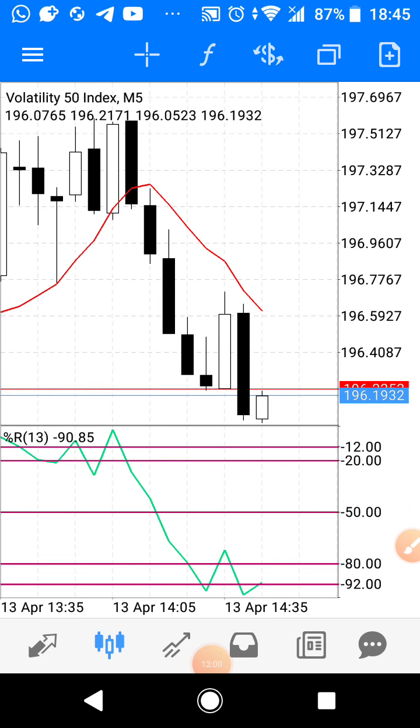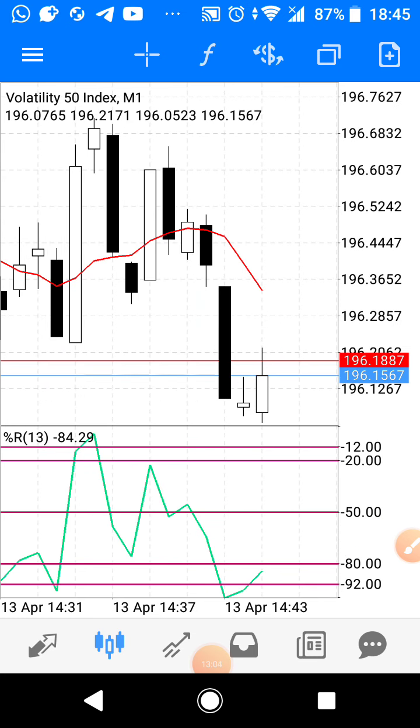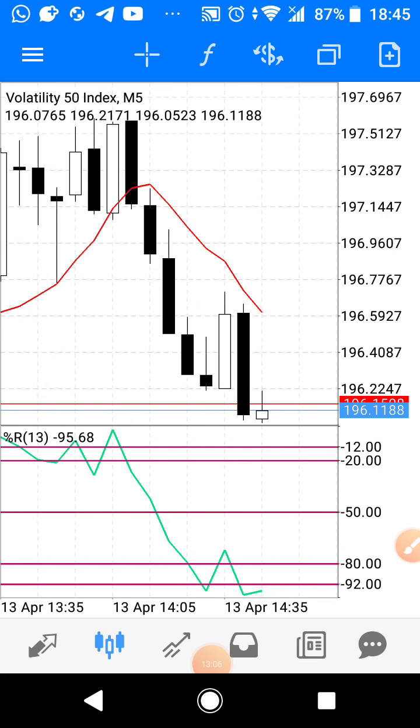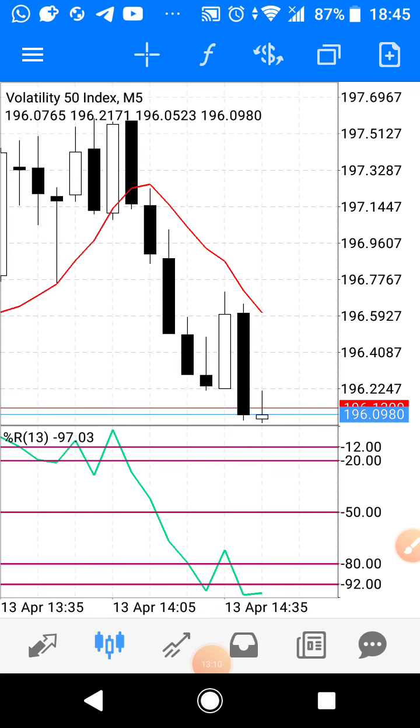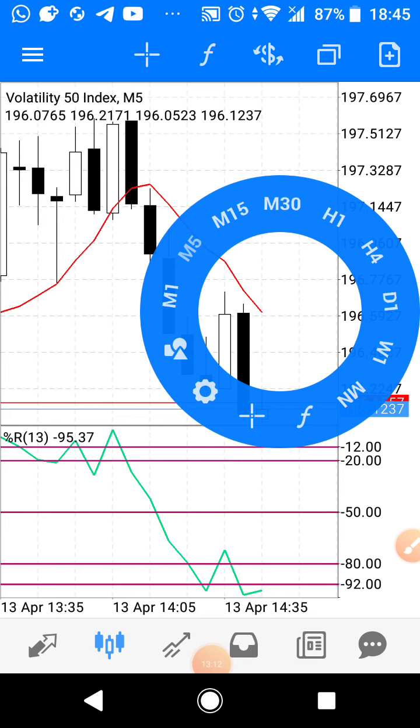Look at this one now. On 5 minutes, it wants to get to 80. If it gets to 80, I will show you the reversal I'm talking of here now. If it gets to 80, I'll show you the reversal.